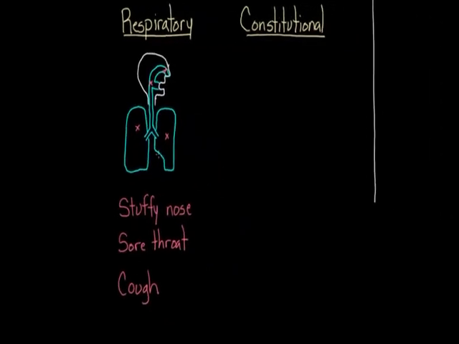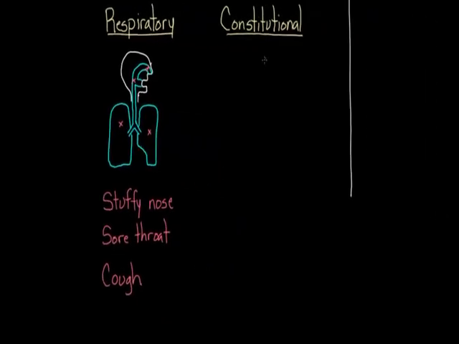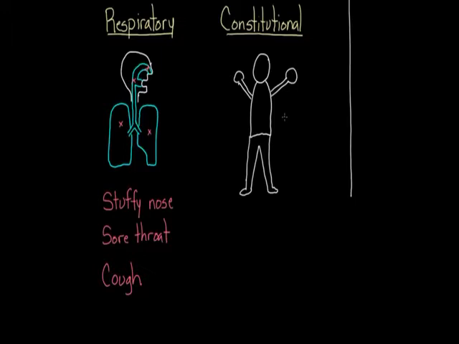Now, moving on to the other side, the constitutional symptoms, these are symptoms that I want you to think of as affecting the whole body. So this is the whole body. Let's say these are the arms and the legs. These are symptoms like fever. Now, if someone says they have fever, it's very hard to point to one exact part of the body that's affected, right? You might say, well, I feel feverish really all over. And if you're feeling feverish, this face would be very sad like that.